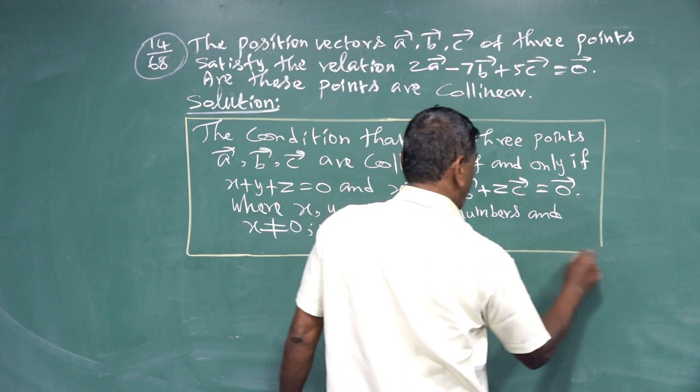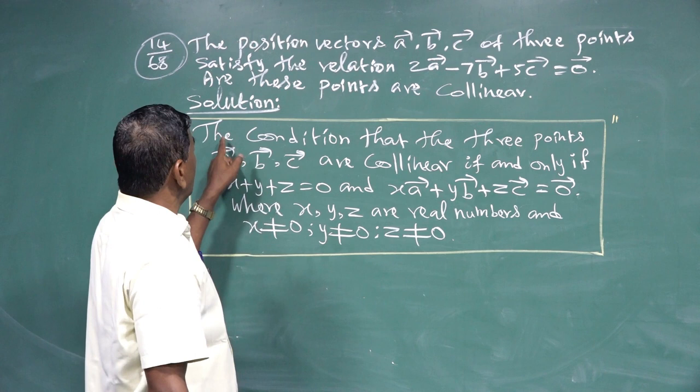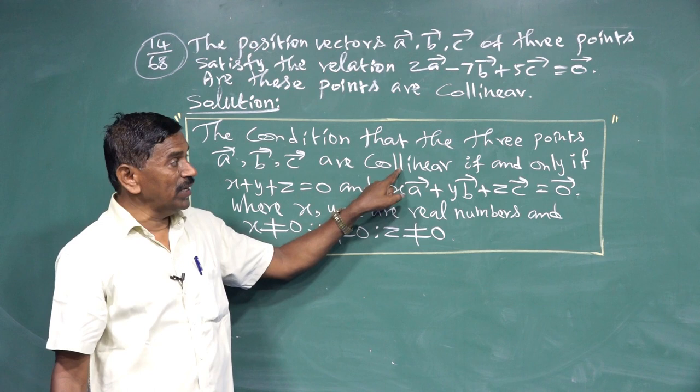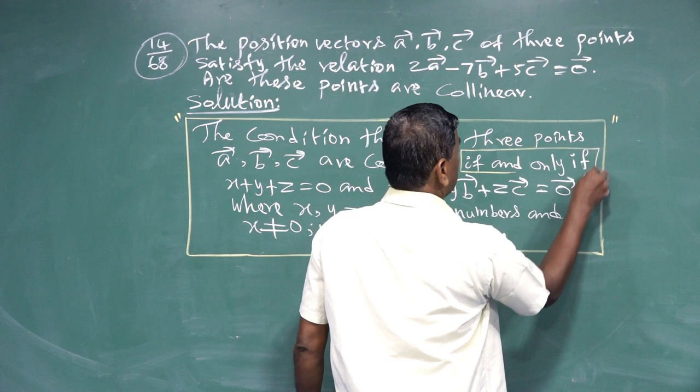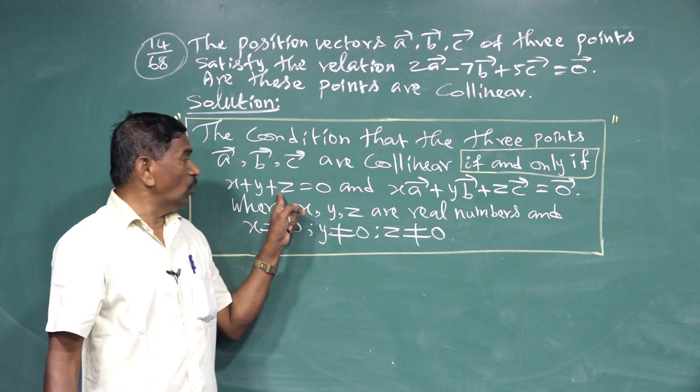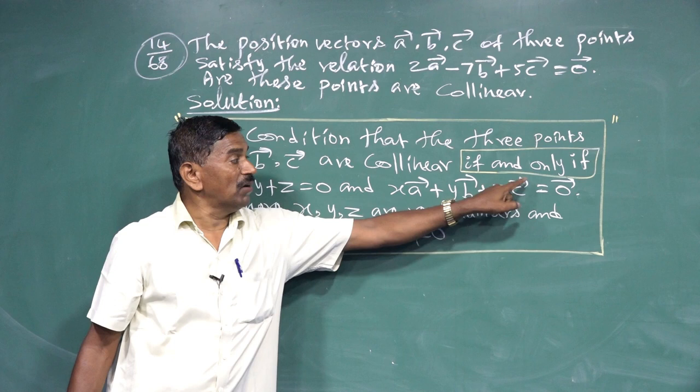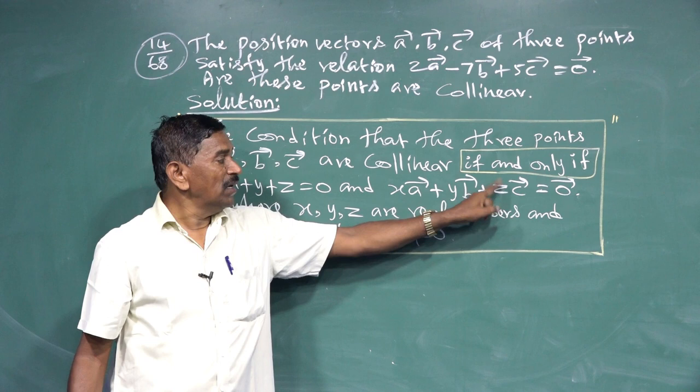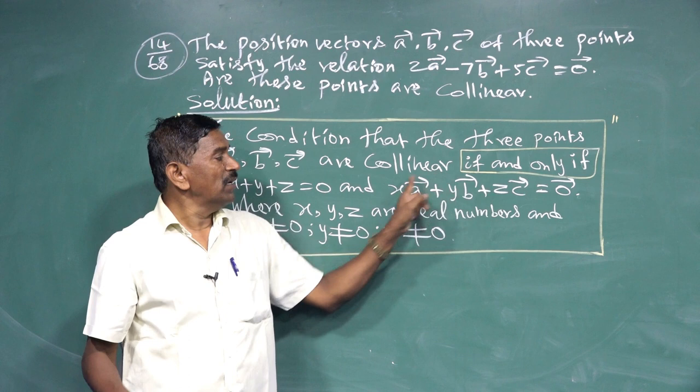See, this equation gives a formula, denotes a formula. The condition that the three points a vector, b vector, c vector are collinear if and only if x plus y plus z equal to 0 and x into a vector plus y into b vector plus z into c vector is equal to 0 vector, where x, y, z are real numbers and x not equal to 0, y not equal to 0, z not equal to 0, which means x, y, z, none of them is 0. So this equation denotes the formula.